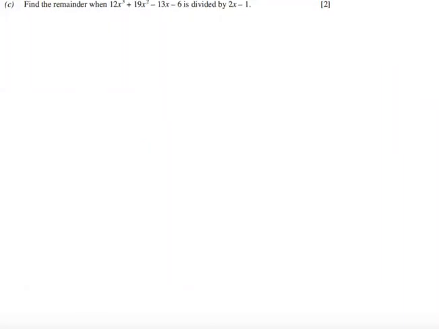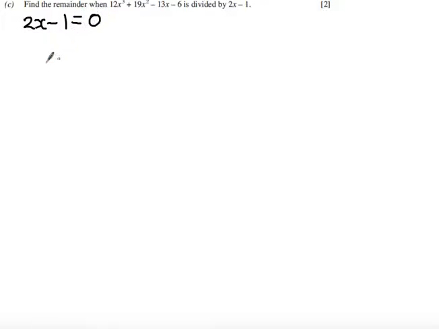Let's look at part C. Part C says find the remainder when 12x cubed plus 19x squared minus 13x minus 6 is divided by 2x minus 1. Now, what I can do is use the remainder theorem, which states that if f of a equals some value, that's the remainder when divided by the bracket.